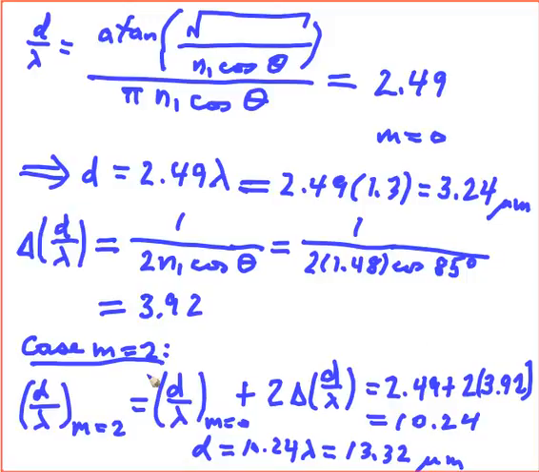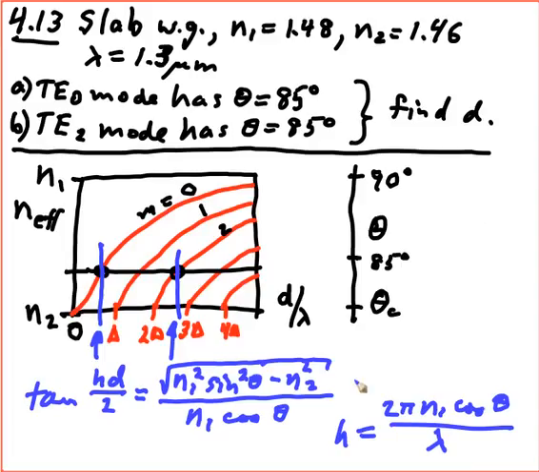And as I say, we're using this delta d over lambda value up at some other angle that's given, rather than down at the critical angle. If we evaluate this equation at the critical angle, we get the spacing between the cutoff values, which is what most of the problems we've done ask for. But we're interested in this horizontal spacing up here at theta equals 85 degrees. So that's that.